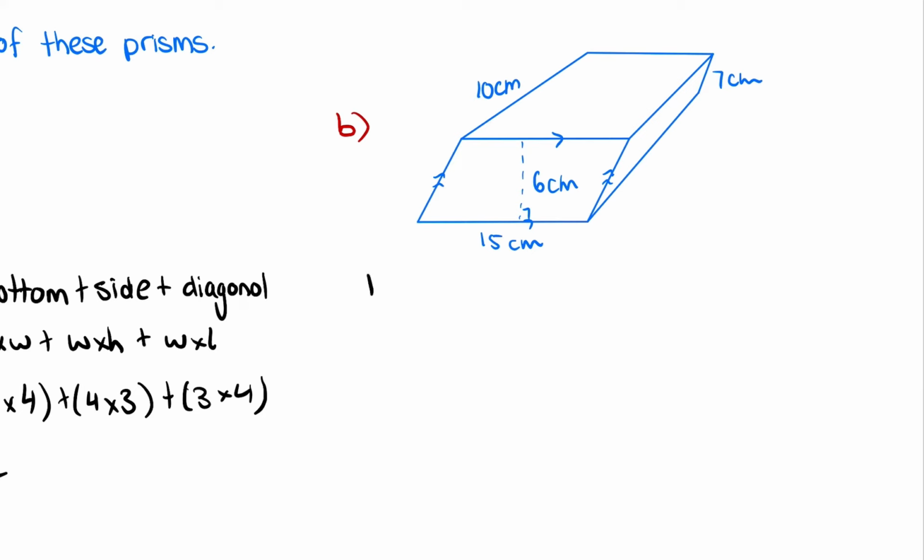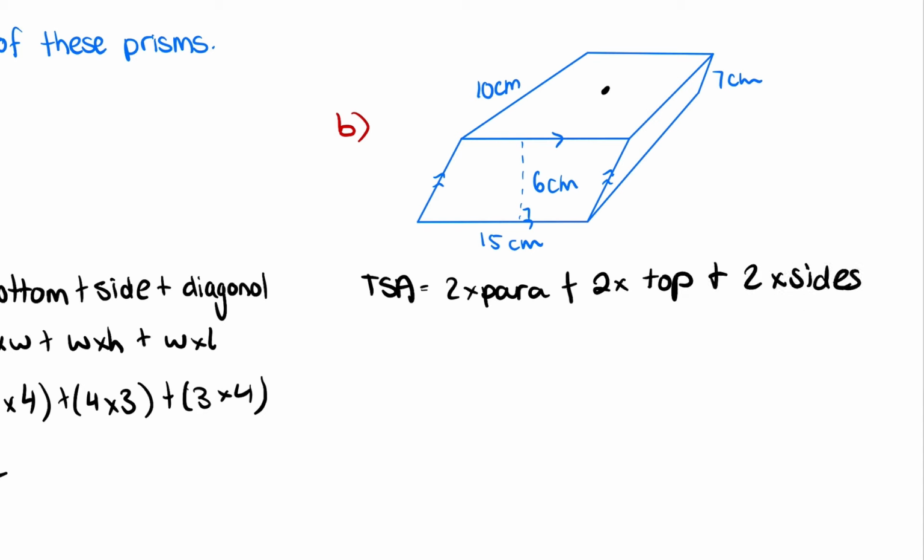So here, my total surface area is going to be 2 times parallelogram. I'm just going to write para. Plus, I'm going to have a top, so I'm going to have 2 times my top, plus 2 times sides. And then here, these are my sides here.